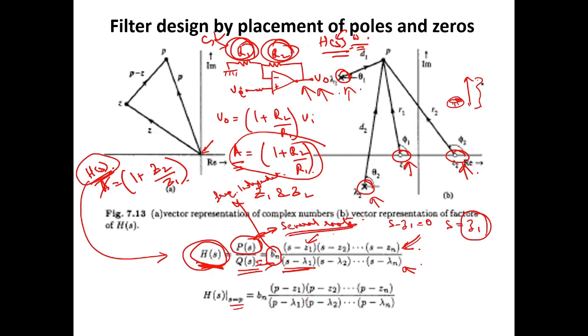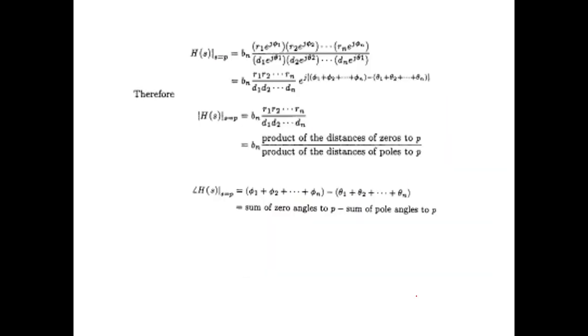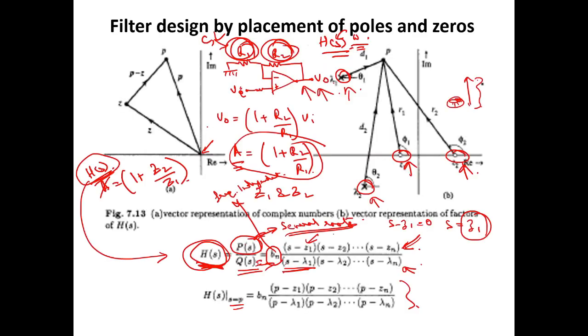If you put S equals P, you get an equation like this. Now again, that was in the rectangular coordinates. In polar coordinates, if you put that, you will have r1 e to the power j phi 1, phi 2. So what are these phi? These are the phase angles, and these r1, r2 are the distance values from z to p.